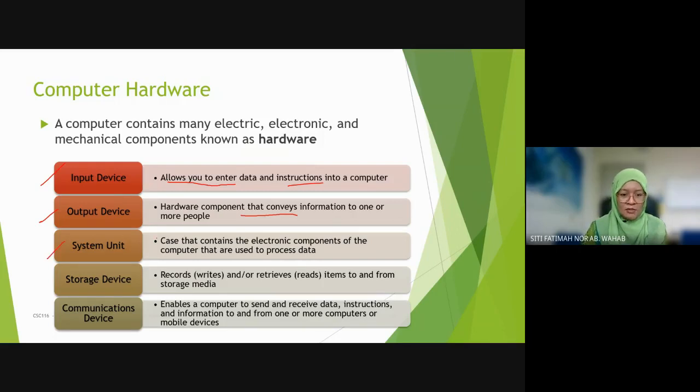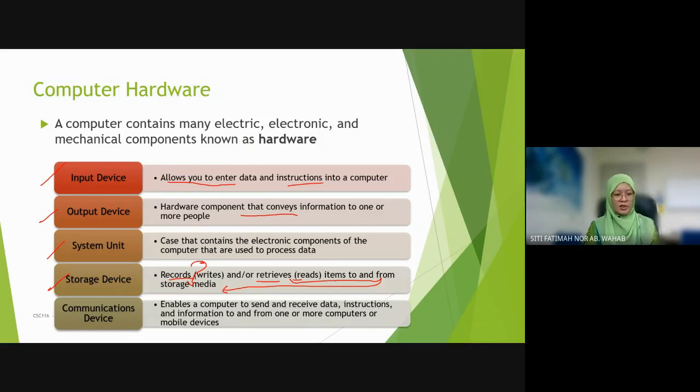And then we have the system unit, a case that contains the electronic components of the computer that are used to process the data. Okay, case. And then we have storage devices, which record or write or retrieve or read items. So it will record the item to the storage media or it will read or retrieve the item from the storage media. Okay.